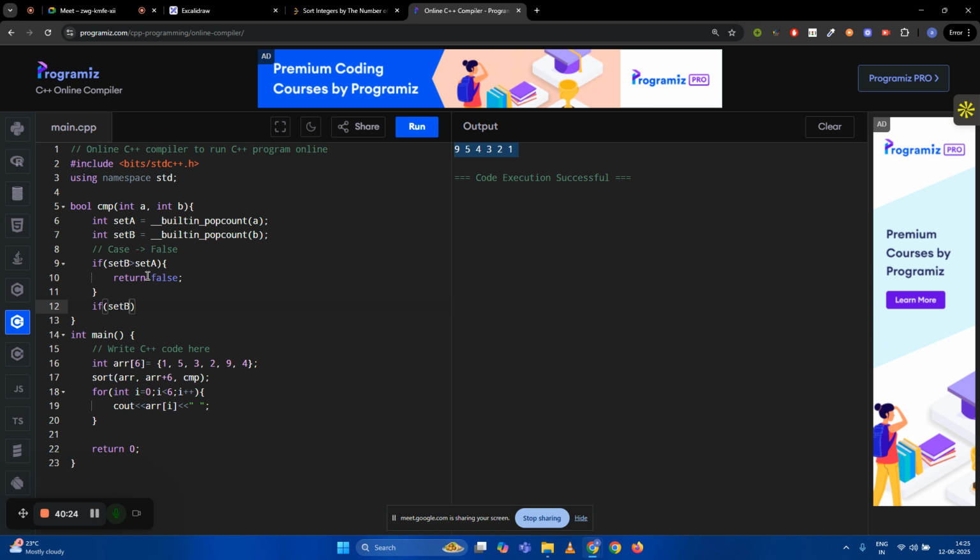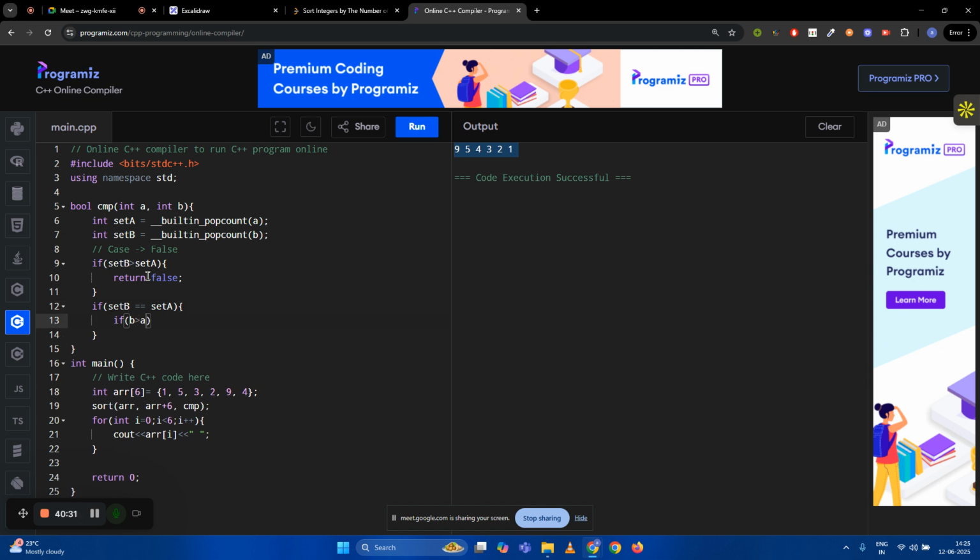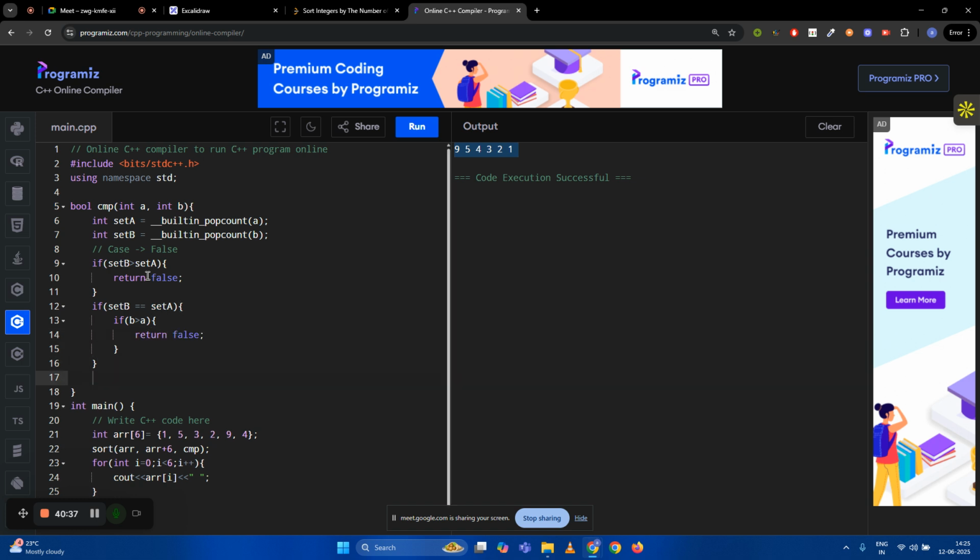If setB is equal to setA, suppose both have the same number of set bits, then if B is greater than A, return false. The bigger number comes first if the number of set bits is the same, otherwise return true. As simple as that. Understood? Always write the false case first.